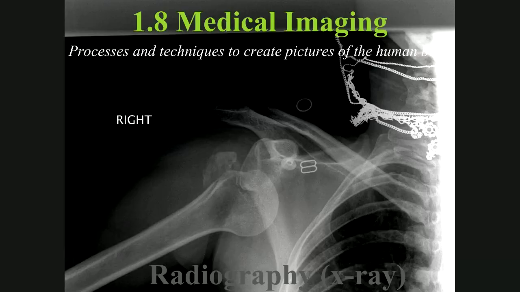So let's look at some of these images. This is an X-ray. Excellent to look at bones. Often you only see a two-dimensional image. In this case, you could see a dislocation and possibly a fracture here.